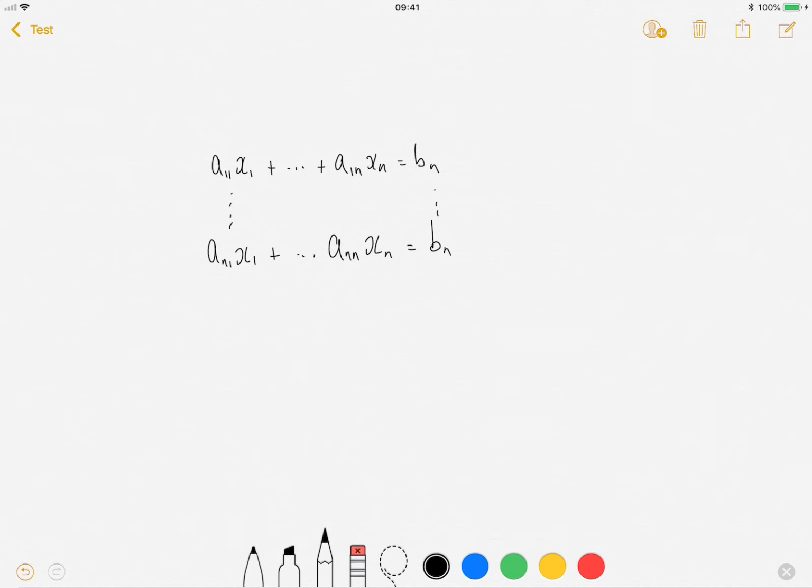Sorry, this should be 1. Okay, so here we have a set of constants, a11, an1, all the way to ann, that are equal to some value that we call b.